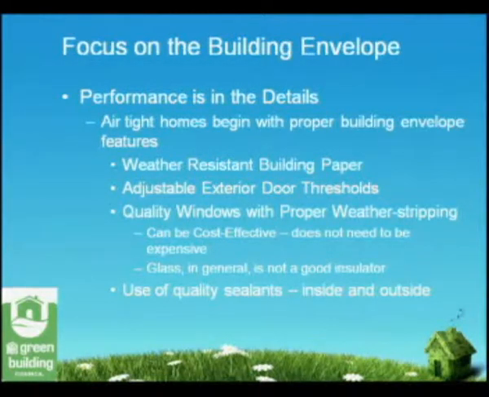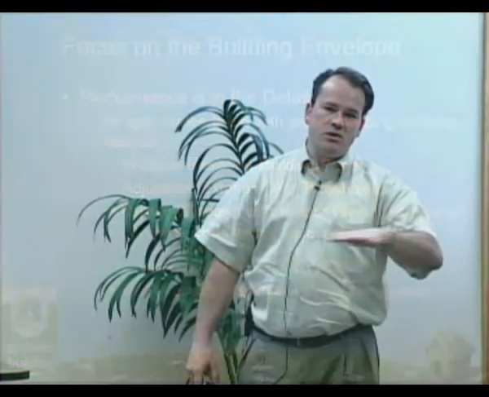Adjustable door thresholds, you know, having the ability to raise and lower that threshold so you get a good tight door seal. Windows and doors are your biggest air leakers in your house. Quality windows with the proper weather stripping, very important. Glass in general is not a good insulator, but what you're looking for really is your weather stripping around the window so you can get a good tight air seal.